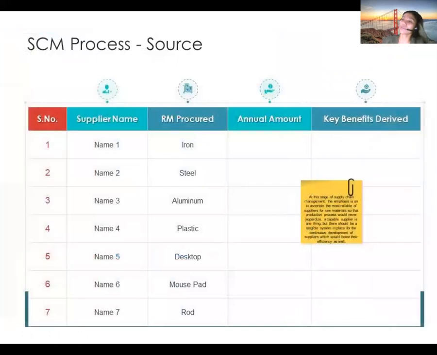Then next, let's talk about the process source. At this stage of supply chain management, the emphasis is to ascertain the most reliable supplier for raw materials, so that the production process would never be jeopardized. A capable supplier is one thing, but there should be a tangible system in place for the continuous development of the supplier, which would boost their efficiency as well.